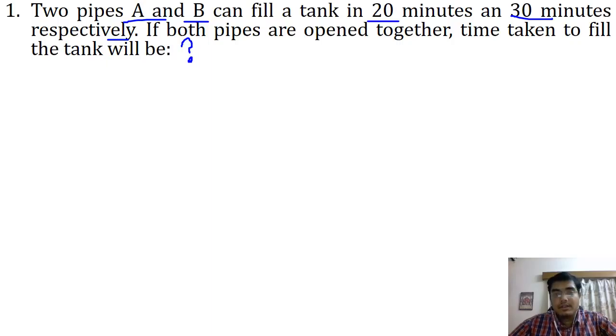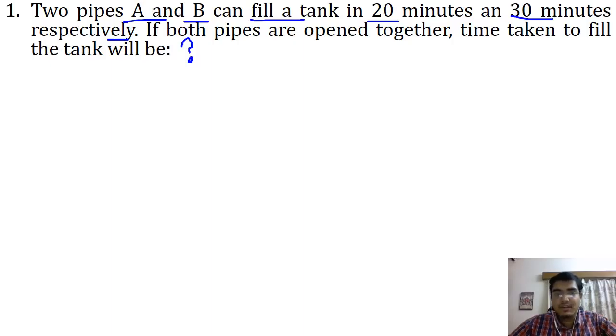So in our time and work lecture, what used to be was two people A and B can do a piece of work in 20 days and 30 days. If both start working together, then time taken to complete the work. So this question is a similar type of question when we compare it to our time and work. There we used to get our work first, right? We used to assume some work.